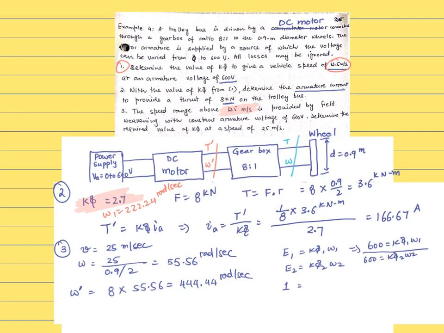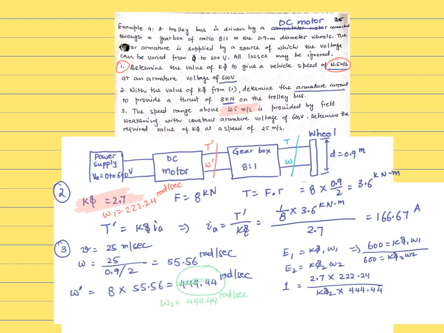K phi 2, do we know K phi 2? The answer is, that's what we have to calculate. Do we know omega 2? The answer is yes, we know. Okay, let's do it like this. 444.44 is your omega 2. So let's substitute everything, and we got it as 2.7 times 222.24 over K phi 2 multiplied by 444.44.